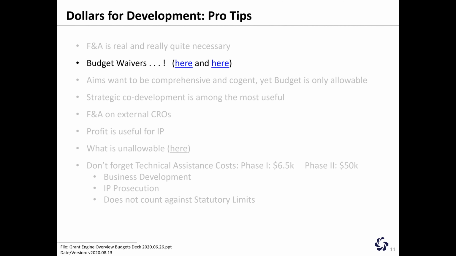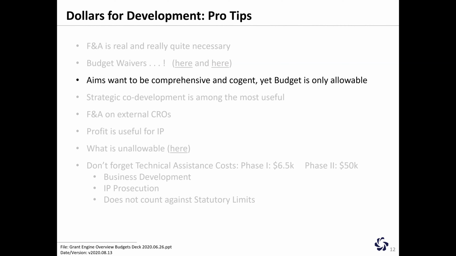So we'll talk about statutory limits of the budget levels. Those are set and fixed. And of course, there are budget waiver topics. The links that you see there get you to a blog post at Grant Engine that list for you which topics are eligible for budget waiver, and we'll talk about those in more detail. Those are important to go after. It'll get you much more money, so that's a good thing.